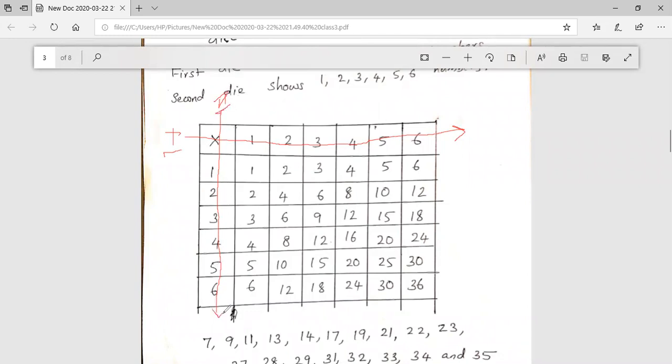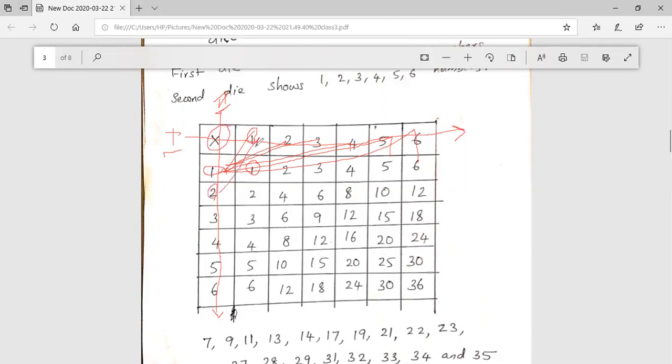So we are multiplying the scores here. First one, 1 multiplied by 1, answer is 1. Next one, 1 multiplied by 2, answer is 2. Next one, 1 multiplied by 3, answer is 3. Next one, 1 multiplied by 4, answer is 4. Next one, 1 multiplied by 5, answer is 5. Next one, 1 multiplied by 6, answer is 6. Because this is a multiplication table, that's why. Next one, 2.